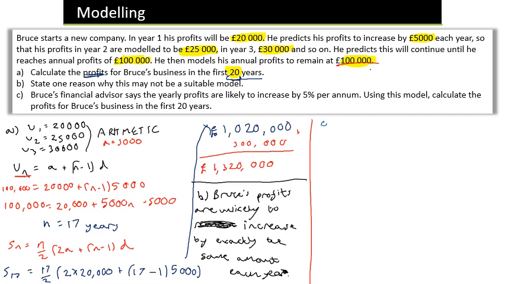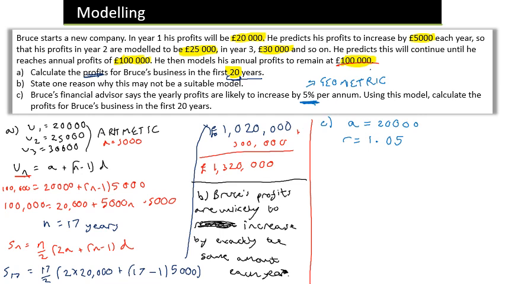So Bruce's financial advisor says the yearly profits are more likely to increase by 5%. So if something's increasing by 5%, this is going to make it a geometric sequence, because it'll increase by 5% and then that amount will increase by 5% and that amount will increase by 5% and so on. So for a geometric sequence, we need to write down our first term, A, and we need to write down our common ratio, which would be 1.05. That's how we would model a 5% increase.